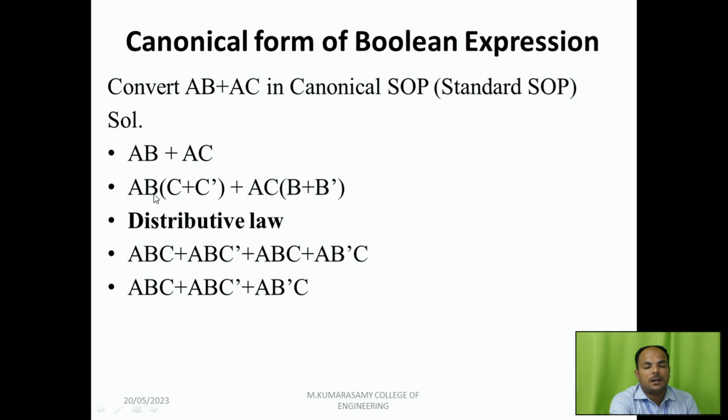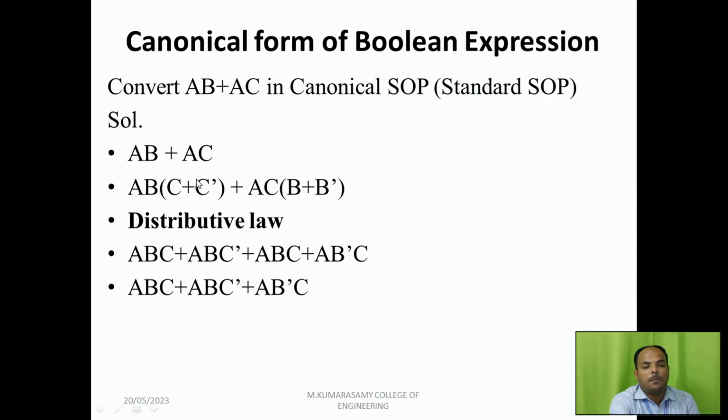The complement of C is C bar. So we multiply with the missing literal C ORed with its complement form, C bar. C plus C bar is nothing but 1, and 1 times AB remains AB. Likewise here the missing literal is B. You OR the missing literal with its complement, B plus B bar. The value of B plus B bar will be 1, so you get the term as such.